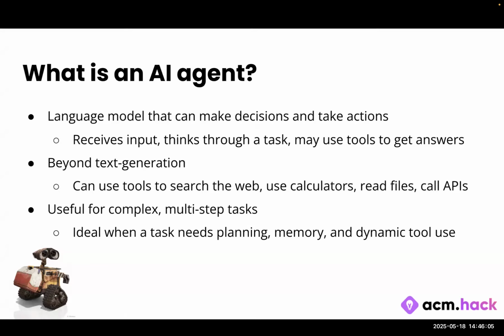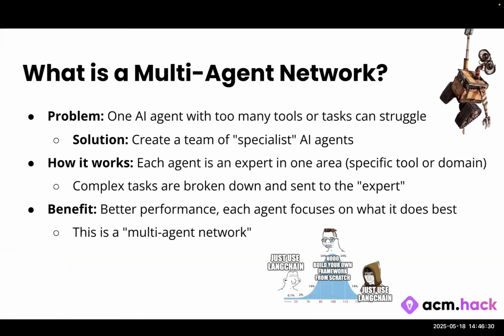But you can actually go beyond just that text generation output of ChatGPT, and you can use specific tools to search the web, use calculators, read files, call APIs, and even run code. So you can segment that process of ChatGPT, and you can use it for complex and multi-step tasks. So when a task needs planning or you need specific modular instructions, that's what an AI agent is perfect for your project.